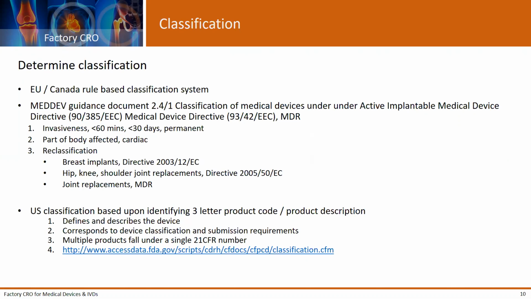And it's also important to understand what part of the body was affected. Cardiac devices are almost always class 3. Non-invasive devices are mostly class 1. However, we do see reclassification rules by the implementation of new directives. Breast implants, class 3, after the PIP scandal in Europe. Hip, knee, shoulder, joint replacements, also all class 3.